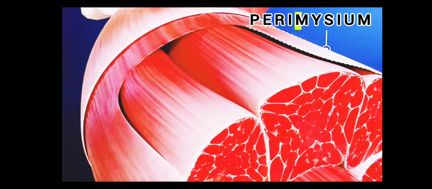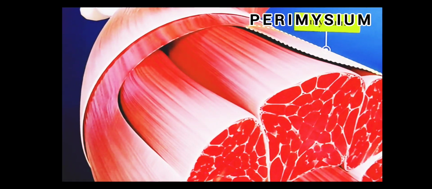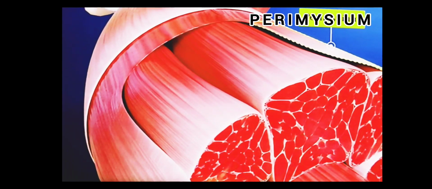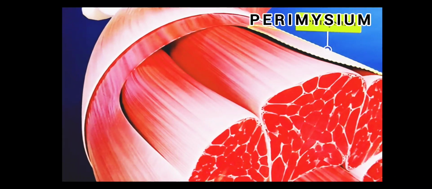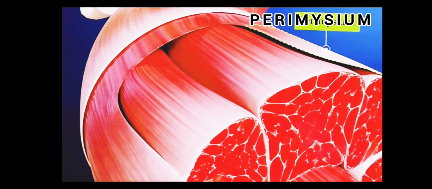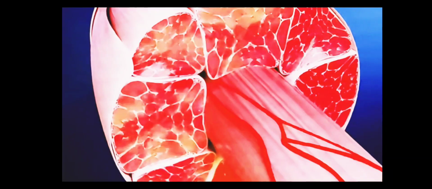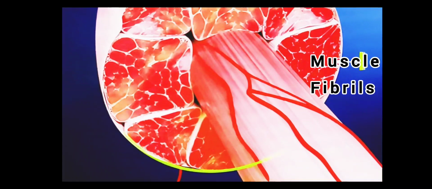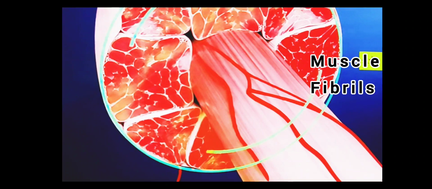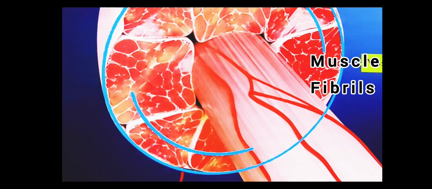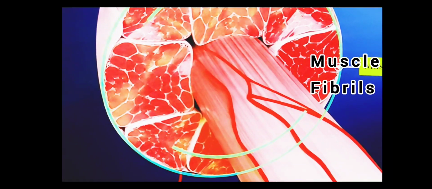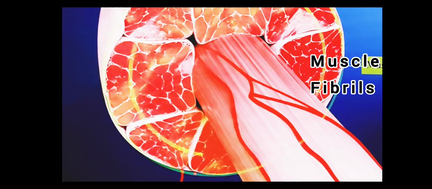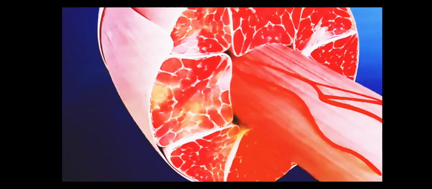Perimysium is a continuous layer of collagenous connective tissue that separates the skeletal muscle tissue into muscle fascicles. So the different coverings in the muscle are the epimysium, next the perimysium, and then the endomysium. These are all protective and they help the muscles to prevent wear and tear.